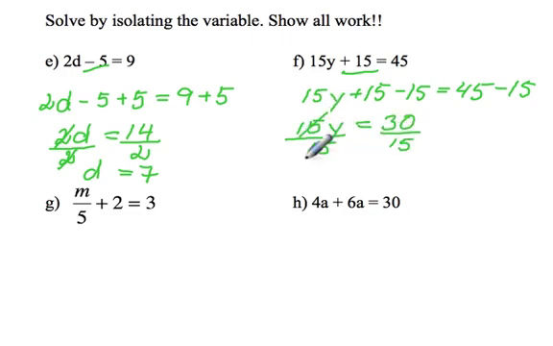15 divided by 15 is 1, leaves y on the left side, and 30 divided by 15 equals 2. Y is 2.